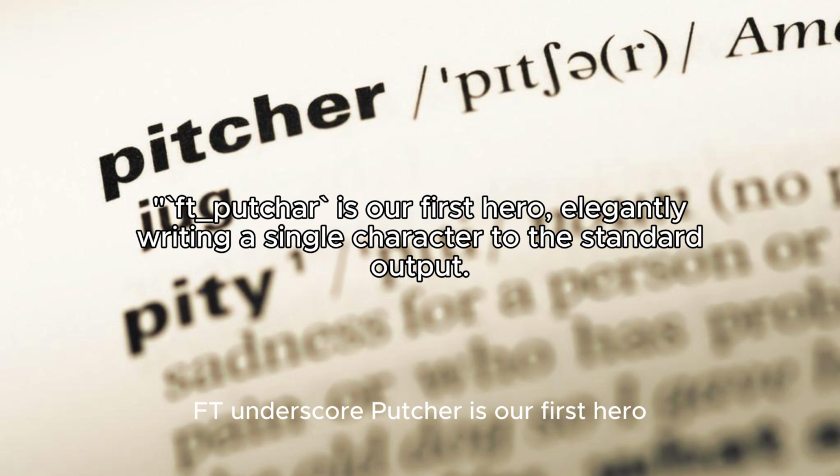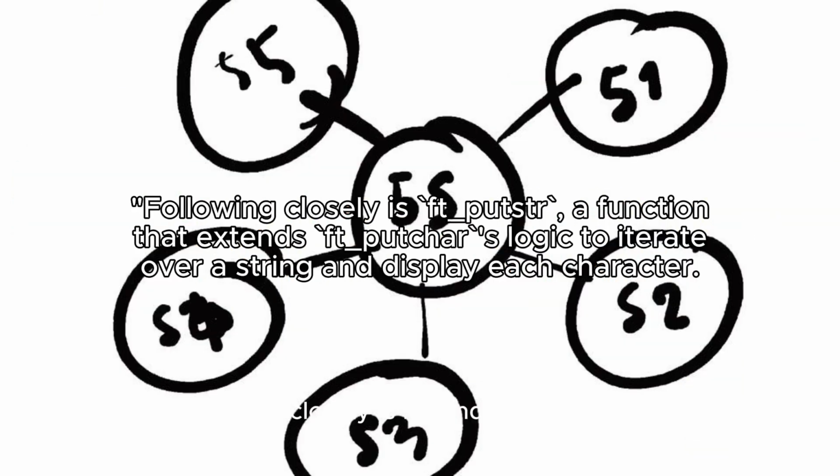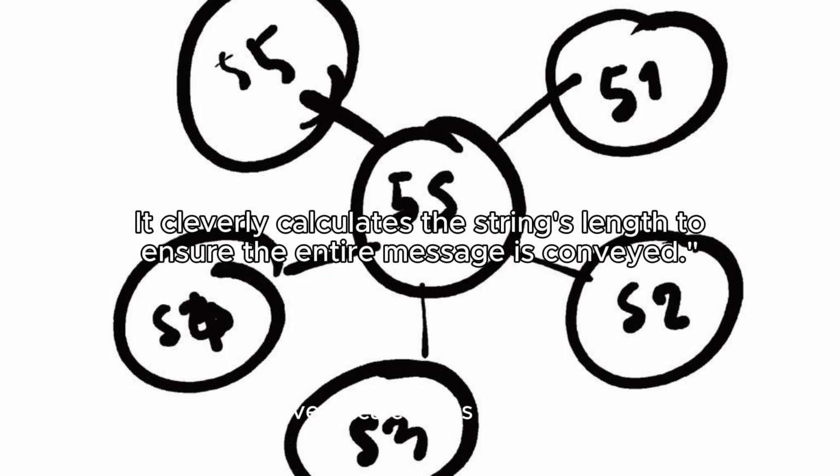ft_putchar is our first hero, elegantly writing a single character to the standard output. It utilizes the write system call, showcasing how simple operations form the building blocks of more complex programs. Following closely is ft_putstr, a function that extends ft_putchar's logic to iterate over a string and display each character. It cleverly calculates the string's length to ensure the entire message is conveyed.